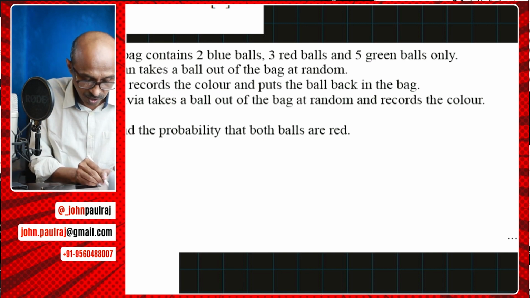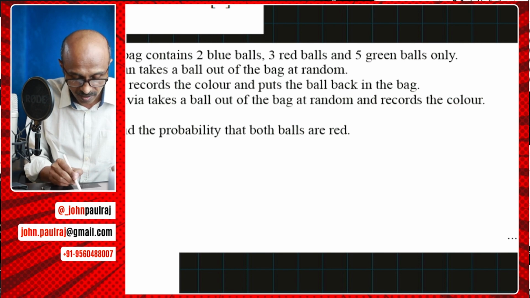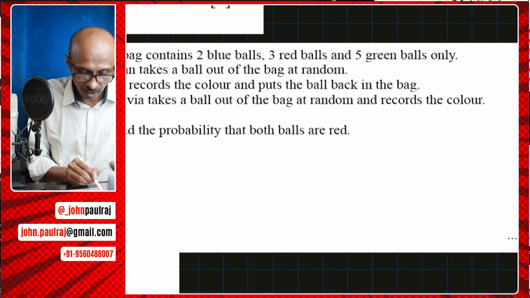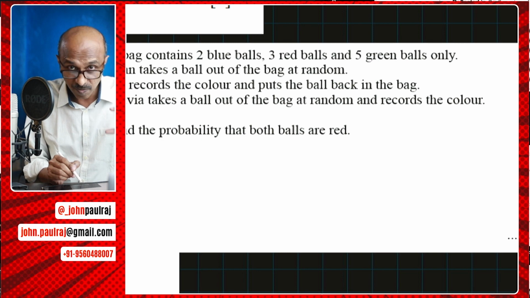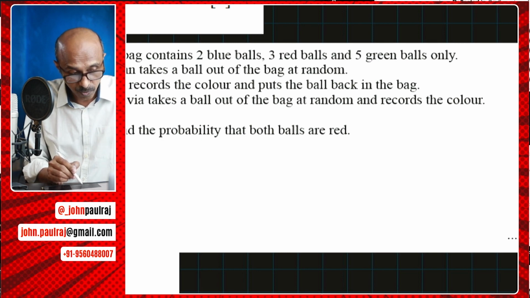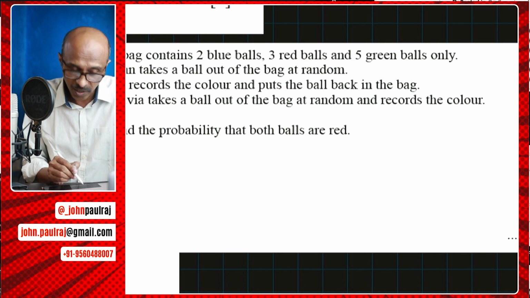So it says John takes a ball out of the bag at random. John records the color and puts the ball back in the bag. Replacement done. Flavia takes a ball out of the bag at random and records the color. So this is a question with replacement. Sometimes it's without replacement. Okay, so the ball has been taken and put back into the bag. That's replacement. And sometimes the ball has been taken by John, picked up and carried away.